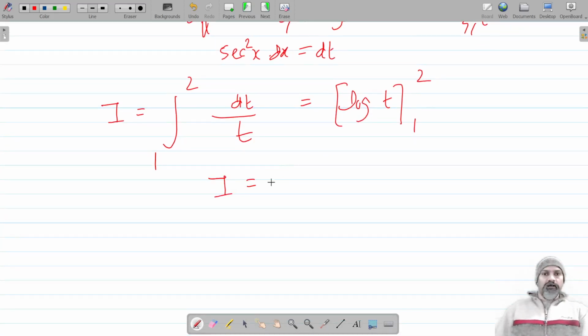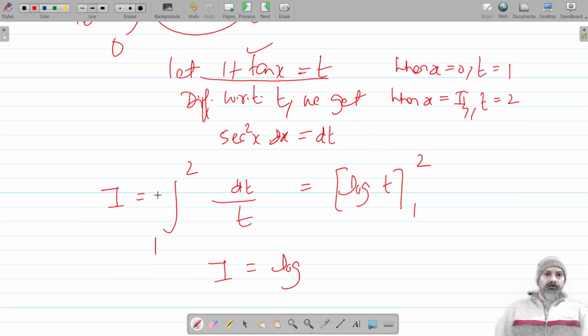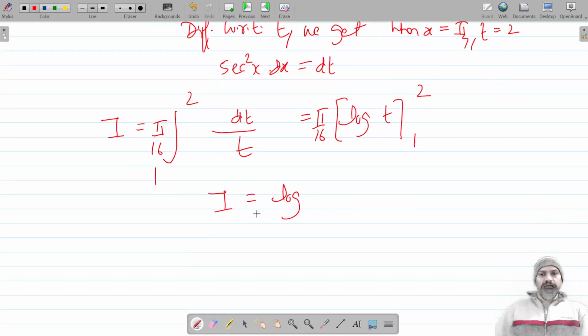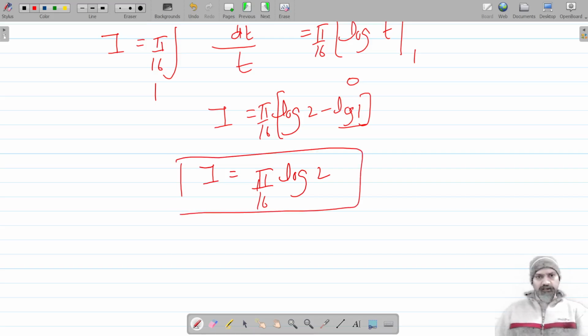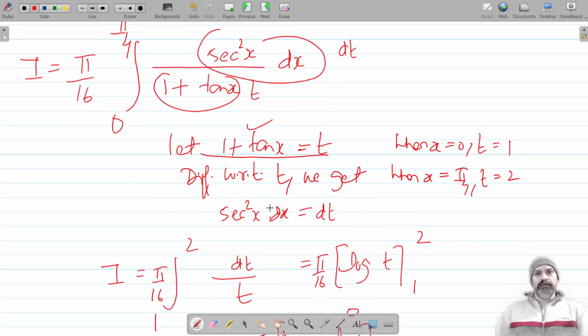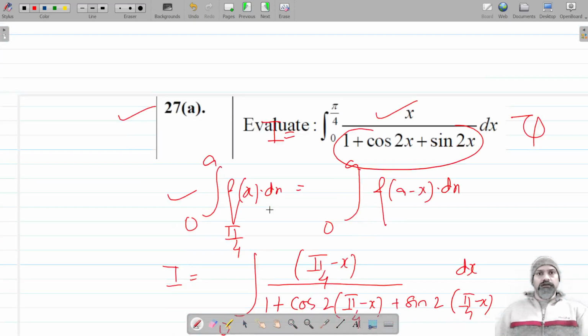So I is now equal to pi by 16, which was outside, into log 2 minus log 1. We know that log 1 is 0. So this is pi by 16 into log 2. So pi by 16 into log 2 is the definite integral of question number 27.